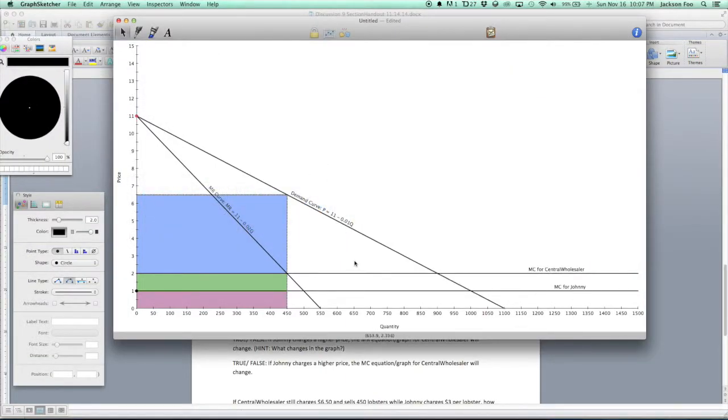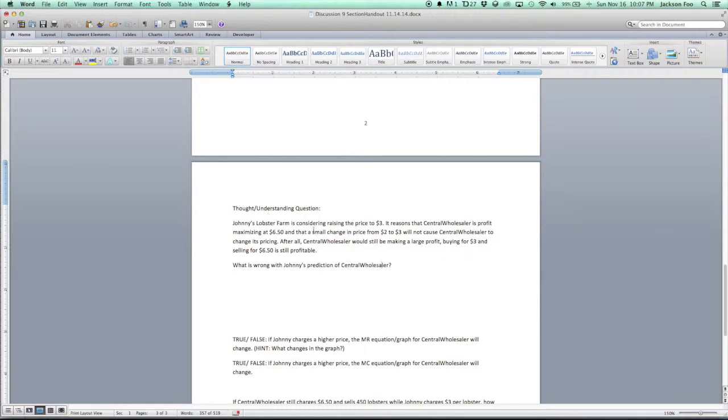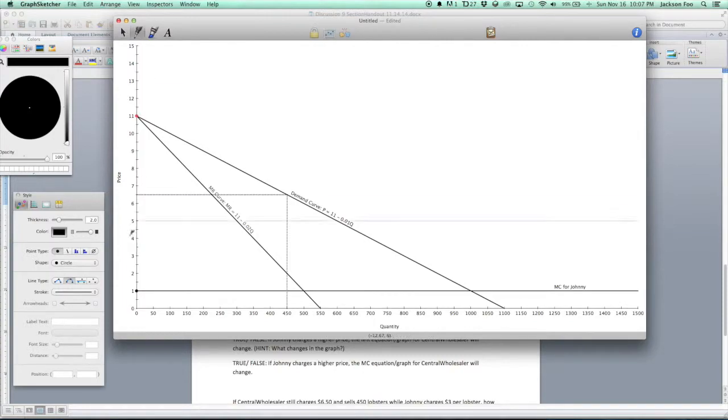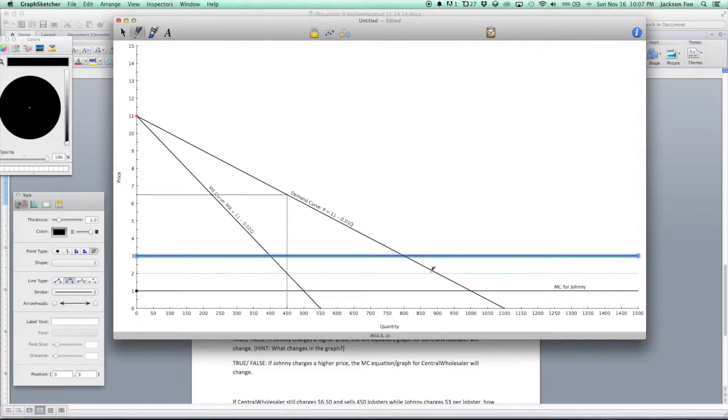We have to go back to this graph. So now let's say we clean up this place. I'm going to take the long route to show you what's going on. The question is saying, what if they raise the price to $3, which means the marginal cost for the central wholesaler becomes $3. And we can quickly plot that. MC for central wholesaler.